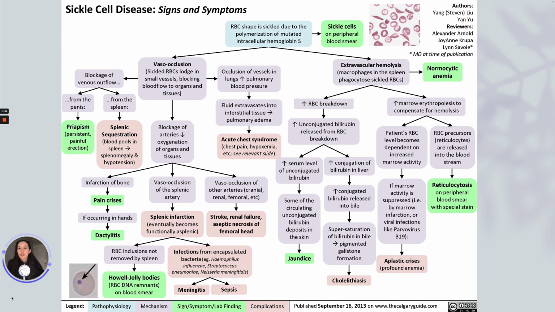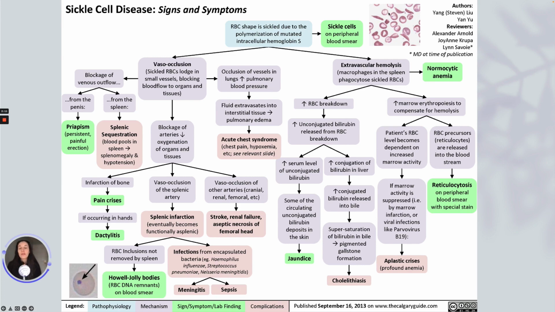This is a chart. I really love these charts that show the pathophysiology because you can get a ton of information on one page, which makes it much easier to memorize. So this includes the pathophysiology, the mechanism, signs and symptoms, as well as lab findings and also complications. If we look up at the top, we can see the sickle cells, the long, kind of half-moon looking ones, and then we can see regular blood cells.